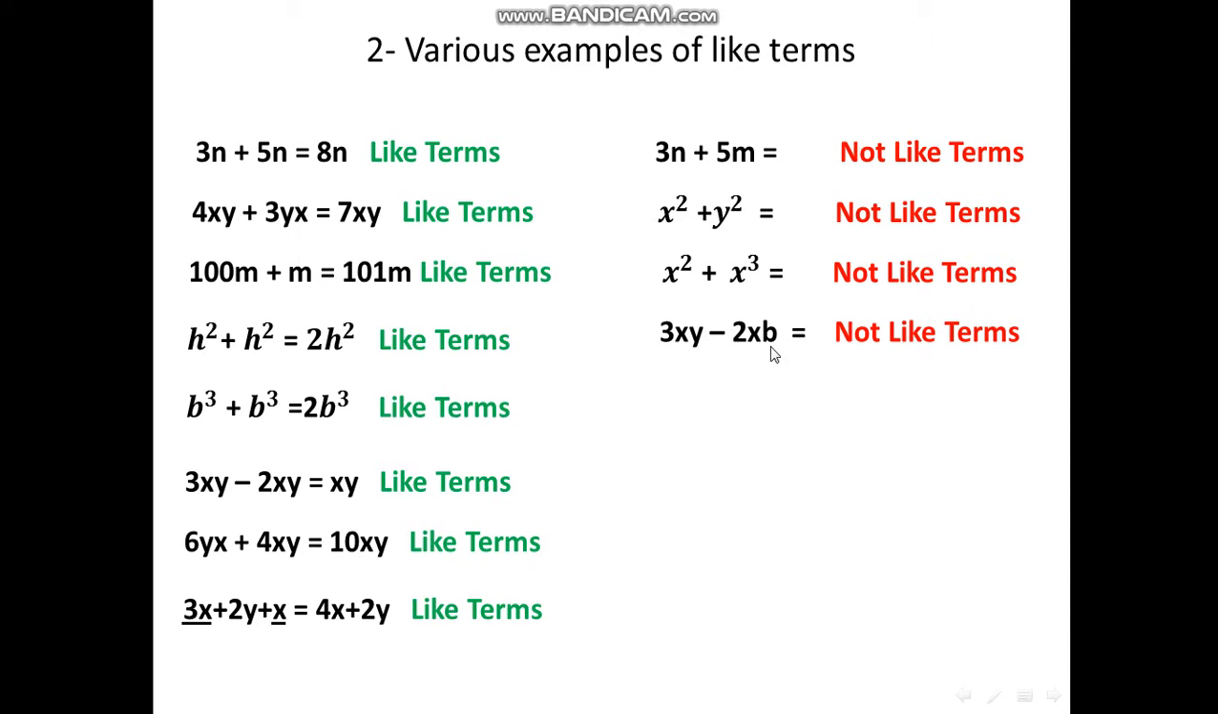So here x, is that correct here? 3xy minus 2xb. No, x is okay, but y and b are not the same, and ab and ac also are not the same, so you cannot do anything, so they are not like terms. And this one, x in the base is correct, but the power here is how much? Here is 1, and here is 2, so they are not like terms. You can do nothing about them.